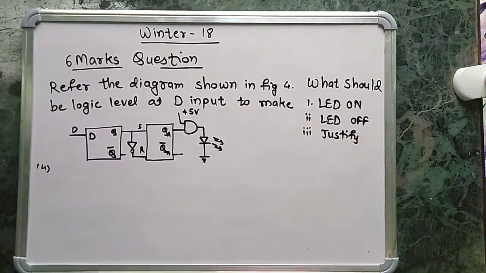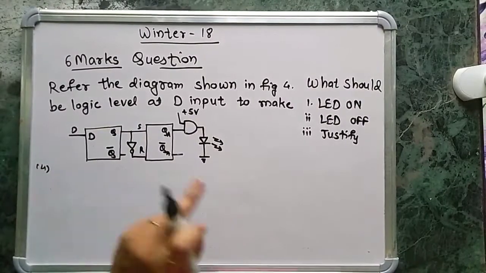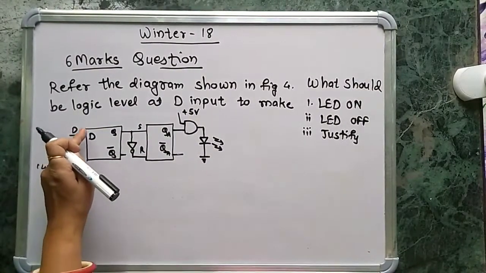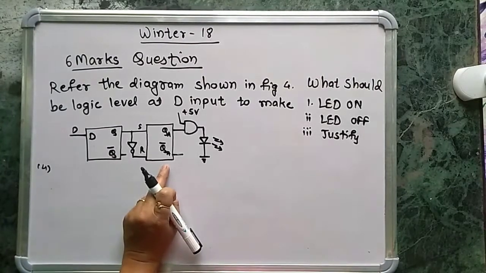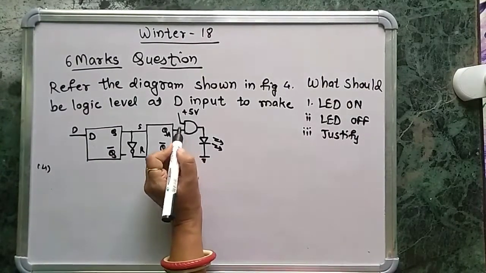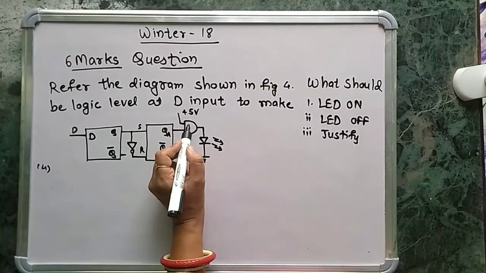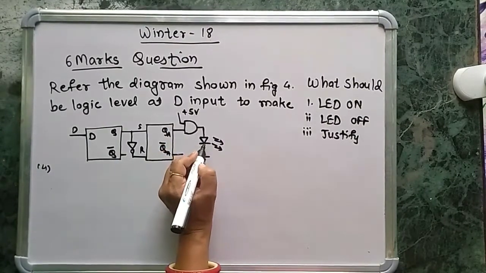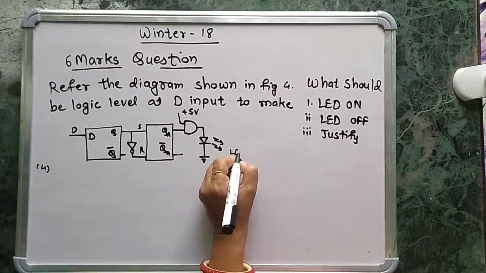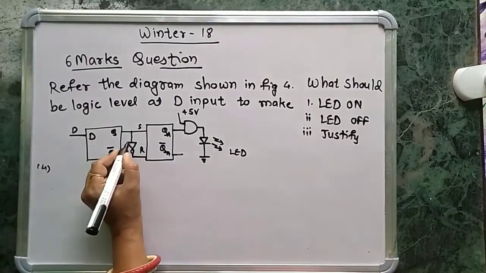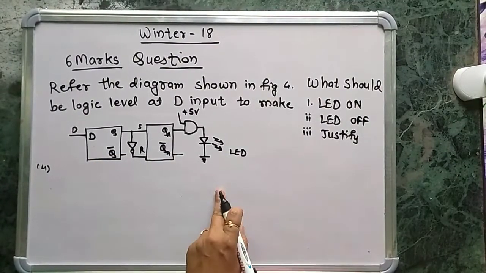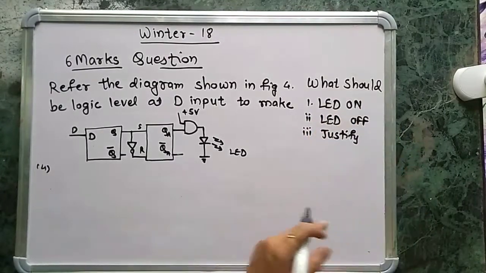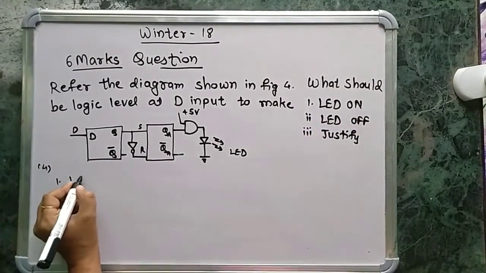So students, first of all we examine the figure. Here this is a D flip-flop. This is an SR flip-flop. This gate, you remember, is an AND gate. This is the symbol of an LED. One more thing, here is a NOT gate. Now, what is said? First condition is LED on.